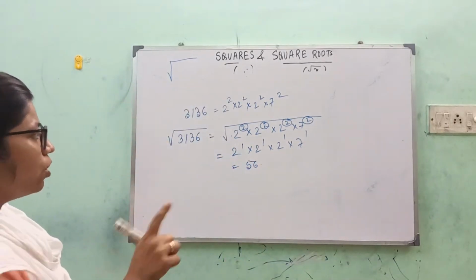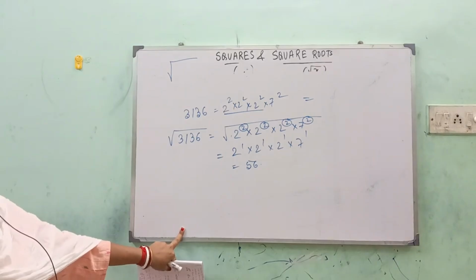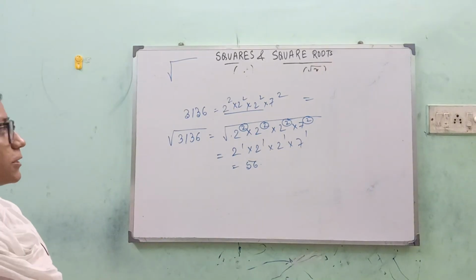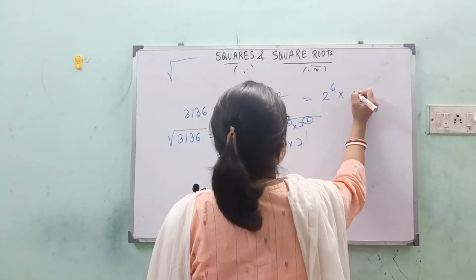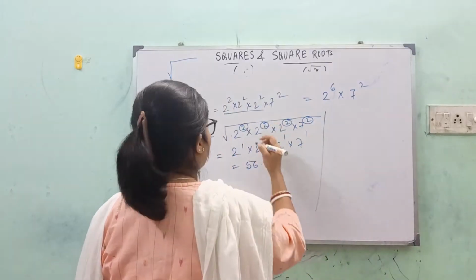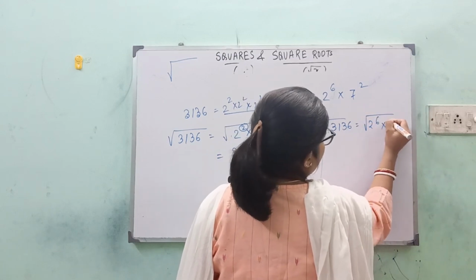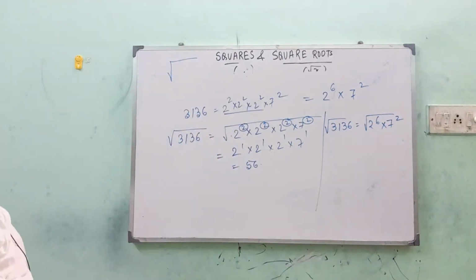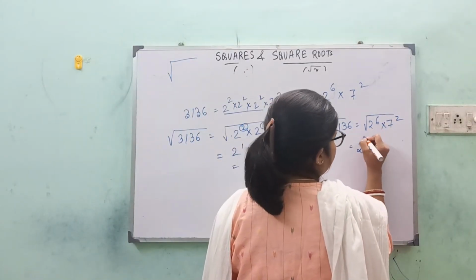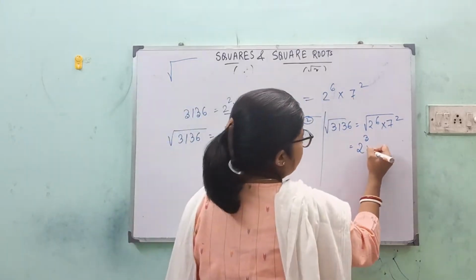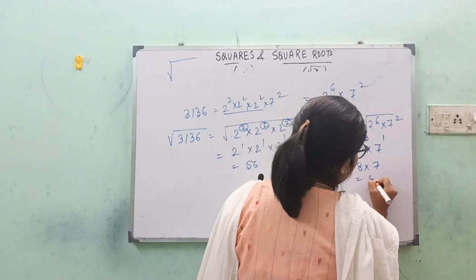This is one way you can do it, or the other way, since I have taught you already that when the bases are the same, the powers can be added. Laws of exponents. So this is 2 to the power 6 into 7 square. The alternate way: the square root of 3136 is 2 to the power 6 into 7 to the power of 2. As I said, the power has to be halved. So when 2 is brought out of the root sign, it will come with the power halved, that is, power 3, and 7 to the power of 1. So 2 cube is 8. 8 into 7 is 56.